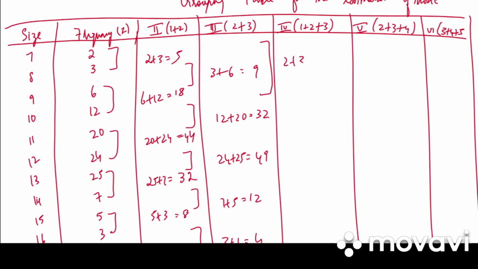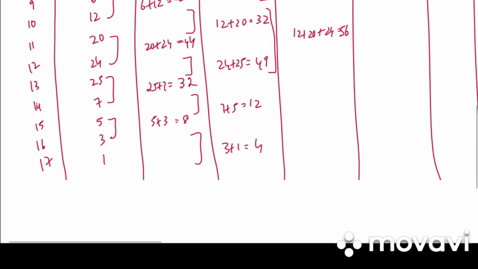Next we have 1 plus 2 plus 3. So 2 plus 3 plus 6, 11. 12 plus 20 plus 24, 56. Then we have 25 plus 7 plus 5, that is 37.